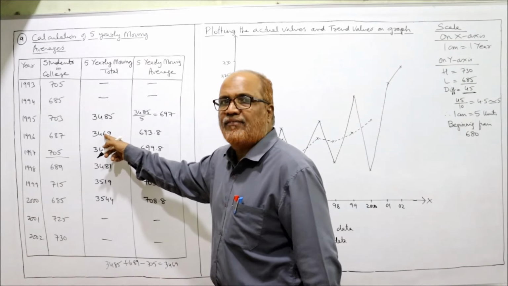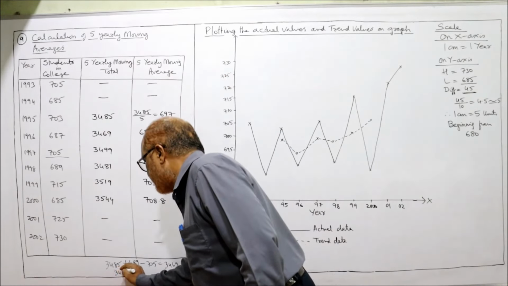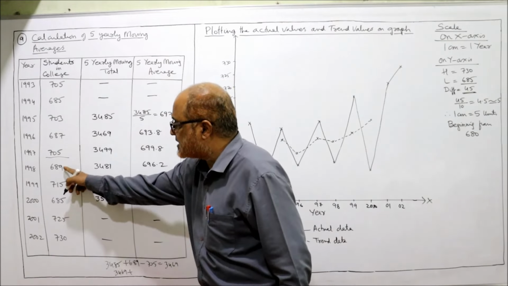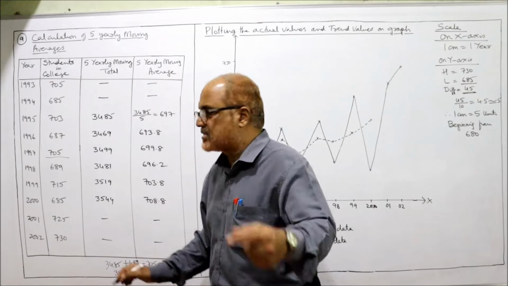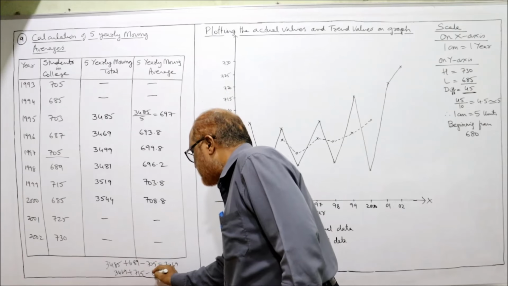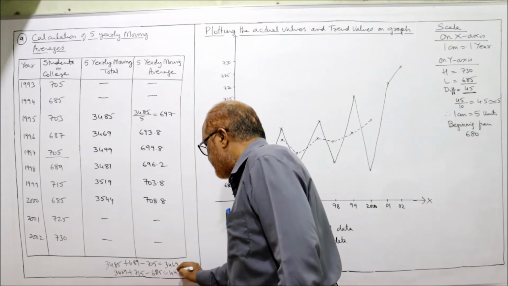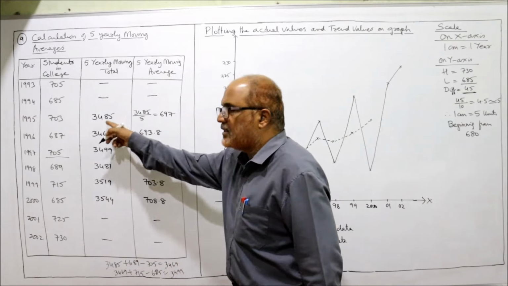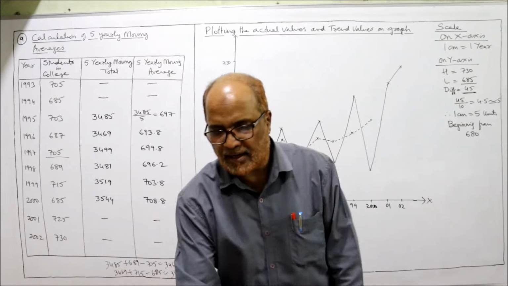3469. After getting 3469, add up the next value and drop the previous one. So 3469 plus, earlier you have added 689. So now you take after 689, what is the next figure? 715. Add up 715 minus 1, 2, 3, 4, 5. You deduct this 685. So minus 685. You will get 3499. Like this you have to calculate. Go on calculating the moving totals. Moving total, 5 yearly moving total.